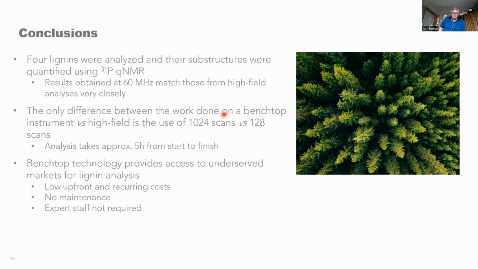But it also, I mean, lignins work well, but there are other types of forestry products or biorefinery products that could be analyzed this way as well. Things like proanthocyanins, pectins, those types of compounds could potentially be analyzed in the same manner. So that's some future work that could be done with this.